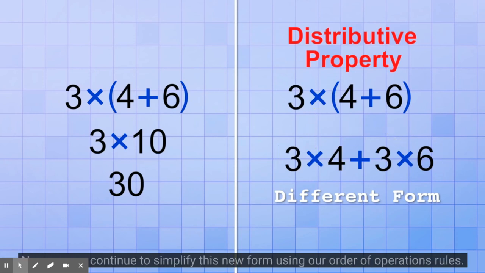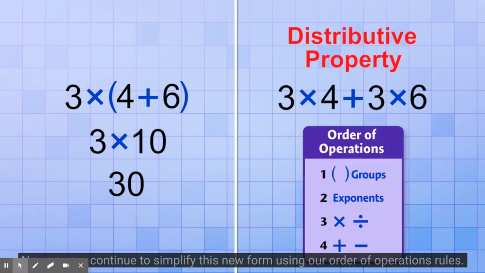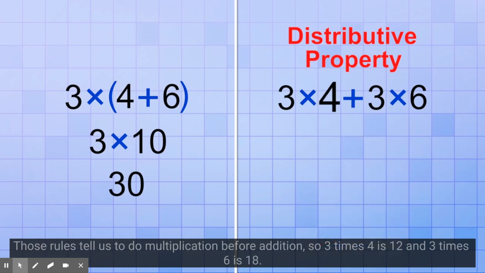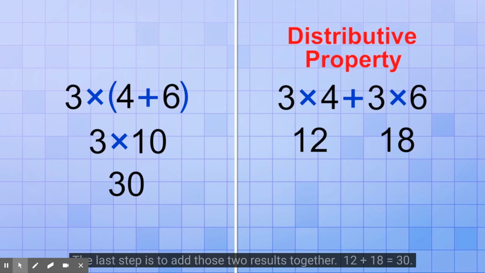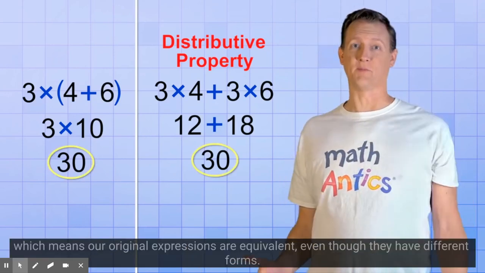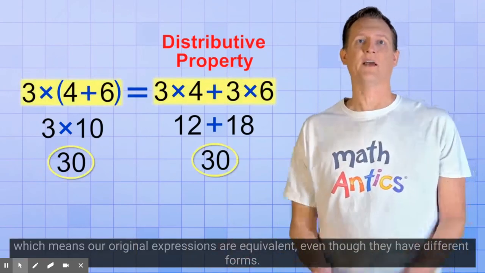Now, we can continue to simplify this new form using our order of operations rules. Those rules tell us to do multiplication before addition. So 3 times 4 is 12, and 3 times 6 is 18. The last step is to add those 2 results together. 12 plus 18 equals 30. Well, look at that. We got the same answer in both cases, which means our original expressions are equivalent, even though they have different forms.